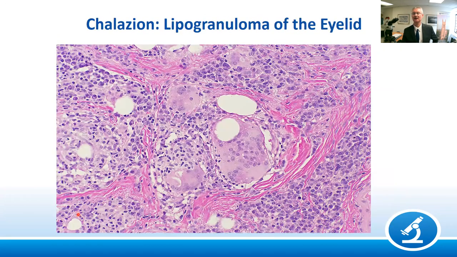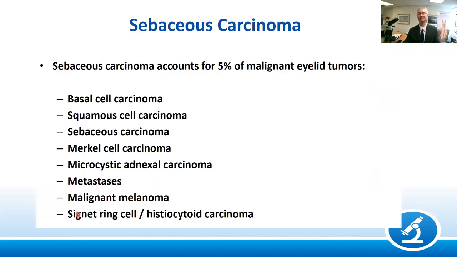Okay, one quick note about chalazia. The patient with the chronic recurrent chalazion, always beware of sebaceous carcinoma. That should always be right up there in your differential diagnosis of something you definitely don't want to miss. Okay, let's move on to sebaceous carcinoma, because this is another prime lesion for us as neuro and ophthalmic pathologists.